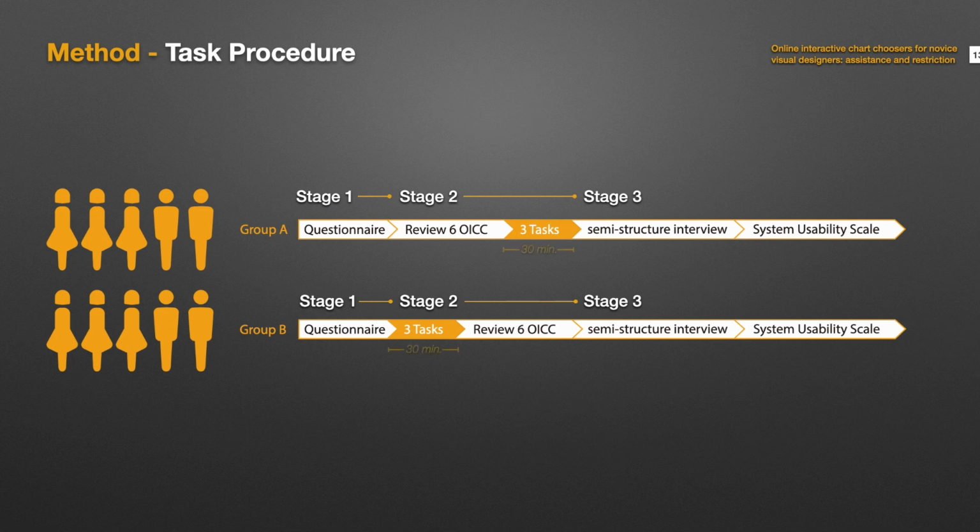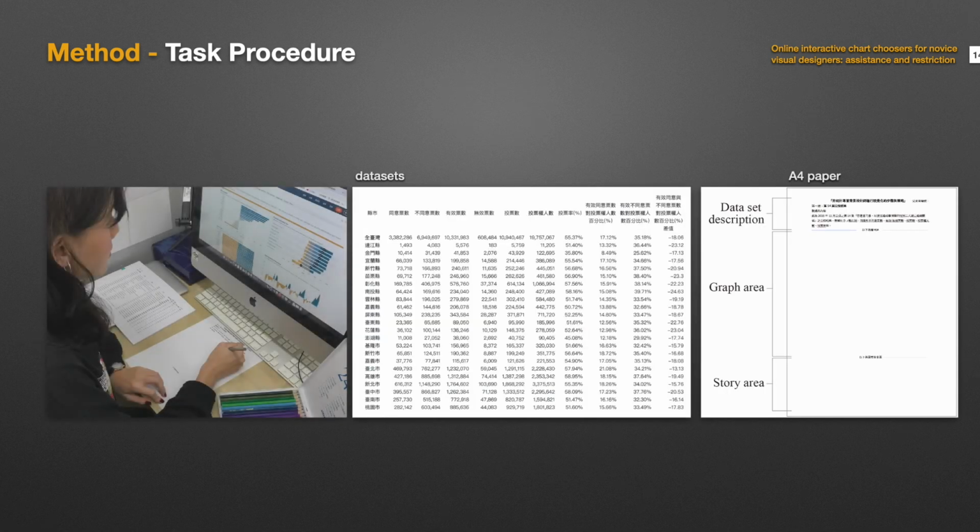The tasks and interviews were conducted in the laboratory. We set up a 21-inch iMac to present the 6 online interactive chart choosers. 3 datasets were printed on paper. The A4 paper was divided into 3 sections: the dataset description, a graph area, and a story area, which were used to describe the chart they drew in text. Tools for drawing were colored pencils and black markers.